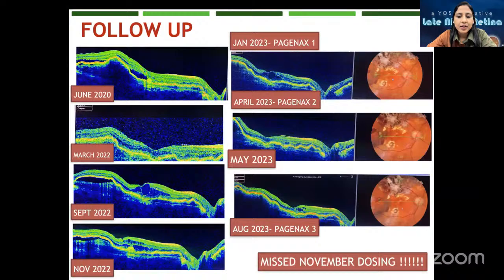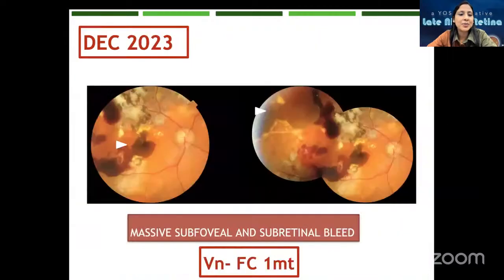As we started her on Pagenex, we started getting a better response. We were giving her the injections every 12 weeks, but she decided to miss her November dosing because it's a lot of load on the patient to take these injections for years and years. And then she came with this. Where the white arrowhead is temporally, there was a massive bleed tracking down to the fovea. The vision had dropped to finger counting at 1 meter, and because she was one-eyed, she was really nervous, and it was already a vitrectomized eye.